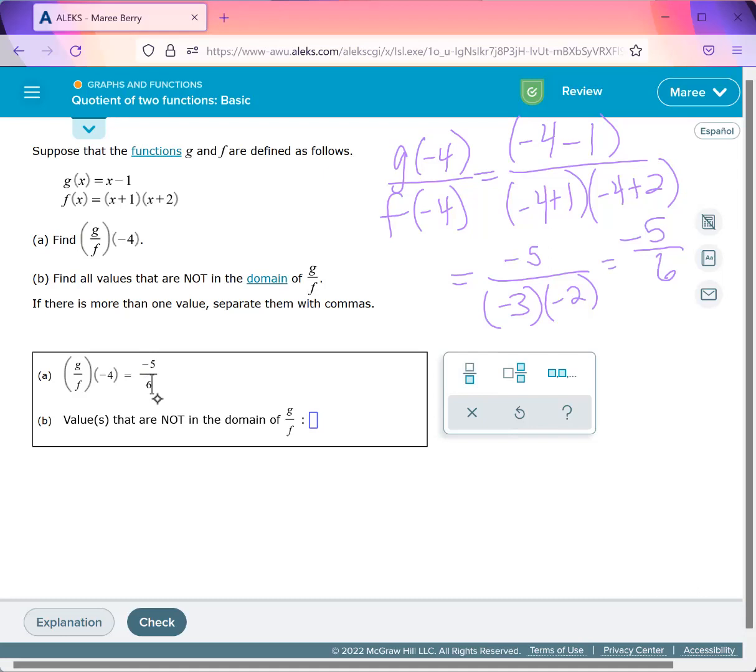And what values are not in the domain of g divided by f? That's when f equals 0. So we will put in x plus 1 cannot equal 0. Oopsies, we didn't need the parentheses. So x plus 1 cannot equal 0, so x cannot be -1, and x plus 2, so we subtract 2, and x cannot equal -2. So x can be neither -1 nor -2.